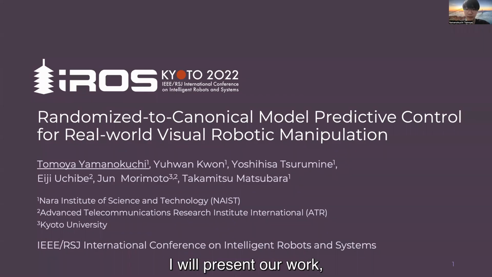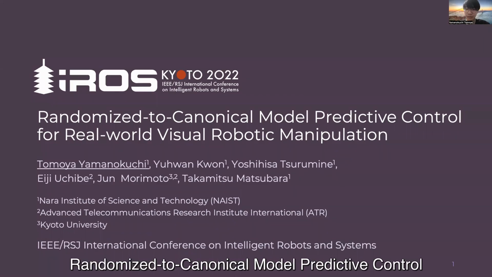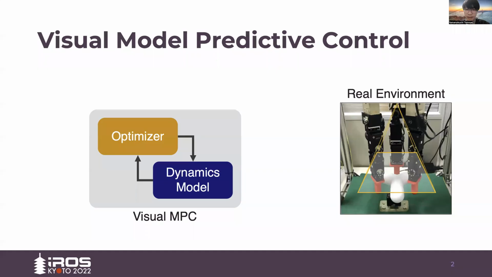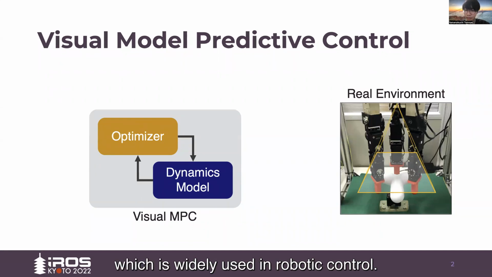I will present our work, Randomized-to-Canonical Model Predictive Control for Real-World Visual Robotic Manipulation. First of all, I will explain the Visual Model Predictive Control, which is widely used in robotic control.